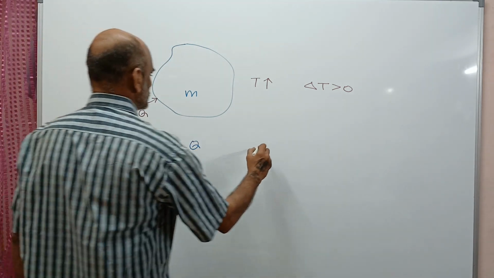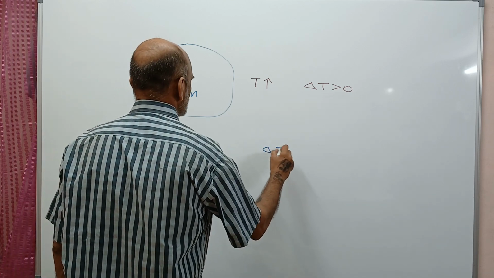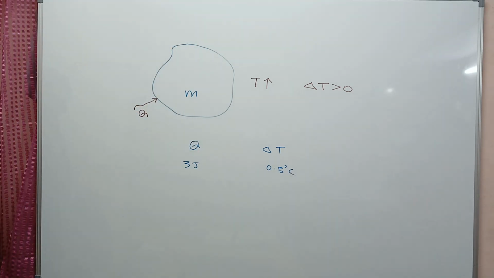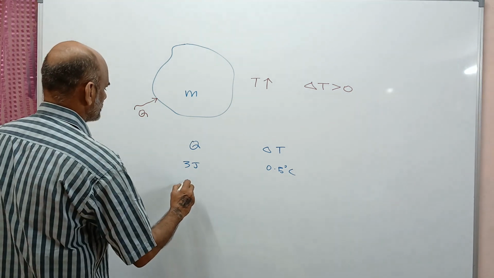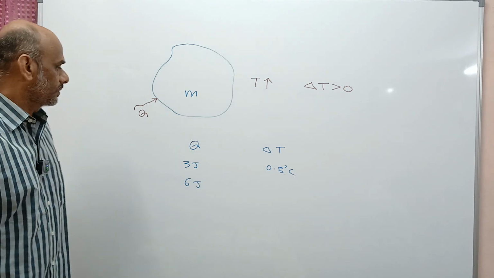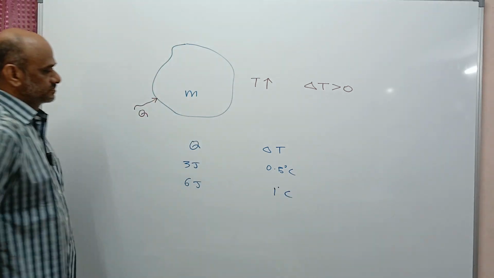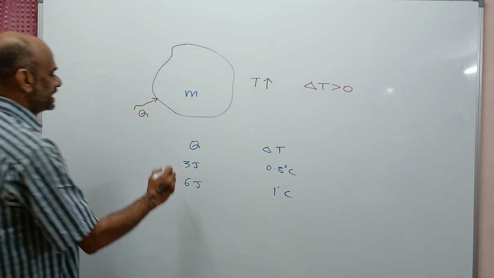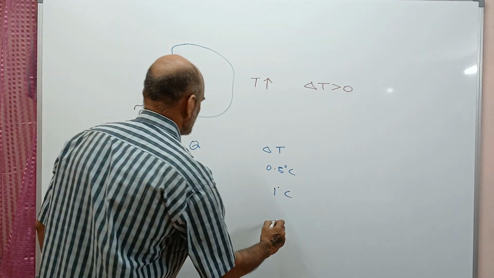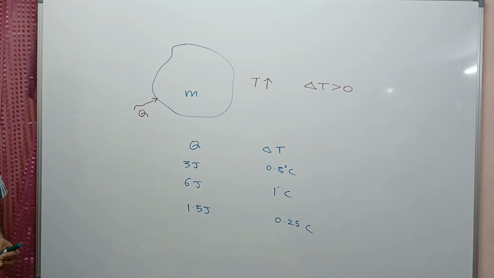For example, if I supply heat of say 3 joules and the temperature rises say 0.5 degrees Celsius. Now if I supply more heat, say 6 joules, then the delta T is more, and it turns out that the delta T is 1 degree Celsius. If you supply heat of 1.5 joules, then delta T will be 0.25 degrees Celsius. These things can be checked by actually doing an experiment.